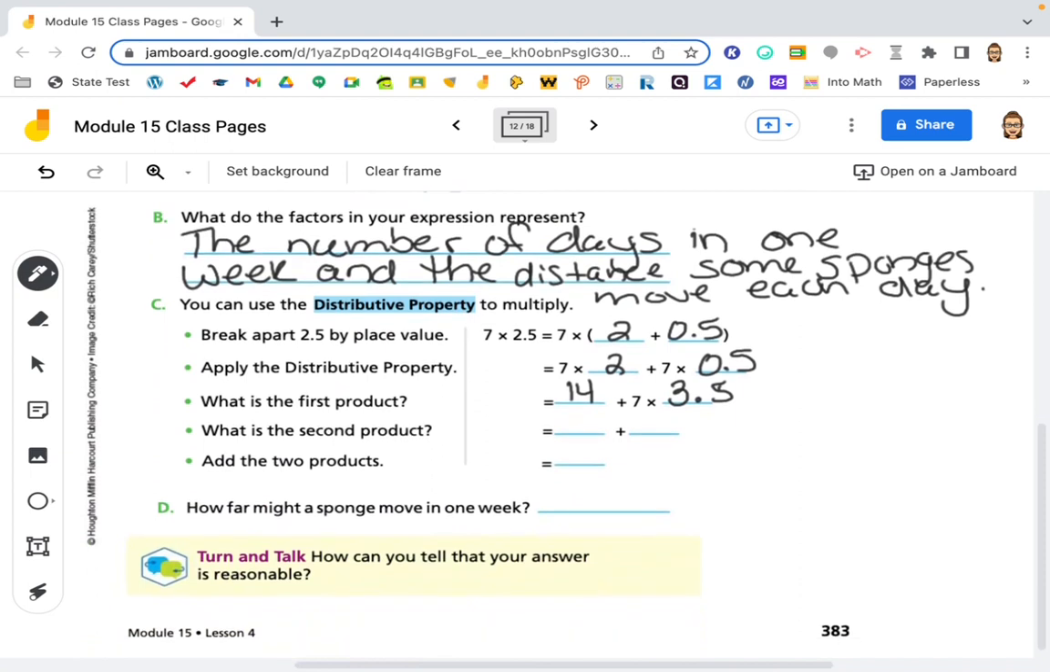There we go. Is 17 5/10. So how far might a sponge move in 1 week? 17 5/10 millimeters.